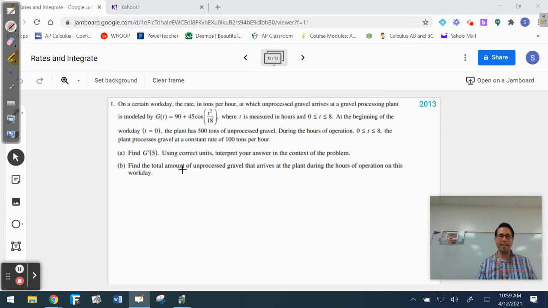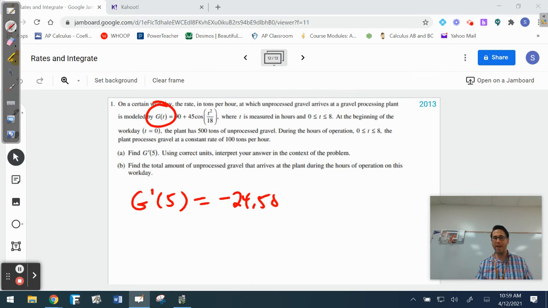Okay, part A, G prime of 5. I just got to find it. So this is kind of awesome because you get a point for getting the answer of negative 24.588 or 587, depending if you round or truncate, but then you have to explain it. Okay, they're making us explain it. And you should say at hour 5. Just take care of that. At hour 5, that's important.